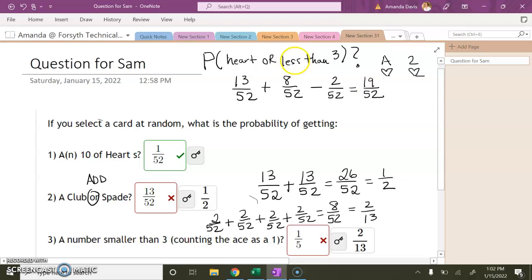When you have an "or," you definitely add to begin. But if they have an overlap, something in common, you have to subtract that off because they get counted in both categories.